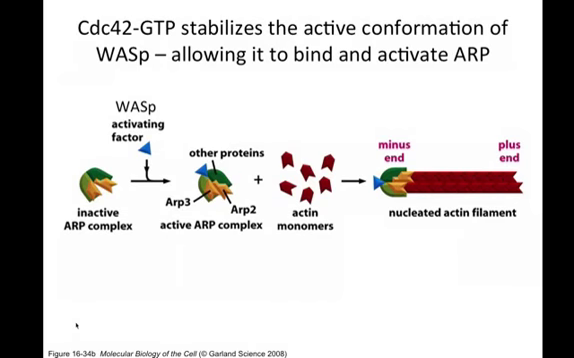Okay, right, so CDC42, when it's GTP bound, so when it's active, it stabilizes the active conformation of WASP. So WASP can be in two different conformations, active and inactive, and CDC42 stabilizes the active conformation of WASP, which allows it to bind and activate ARP. ARP is normally inactive, and then WASP comes along, activates it, and then you get active polymerization.